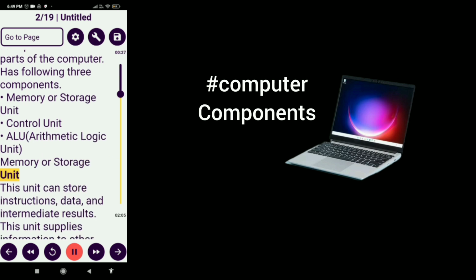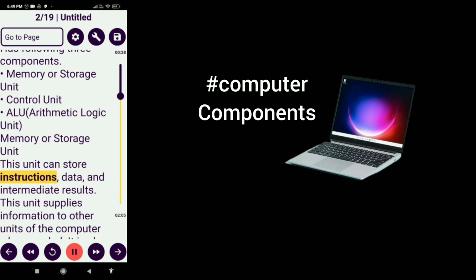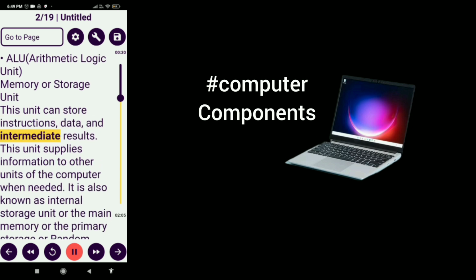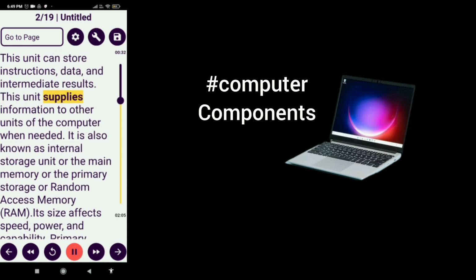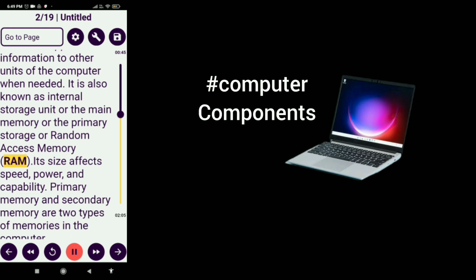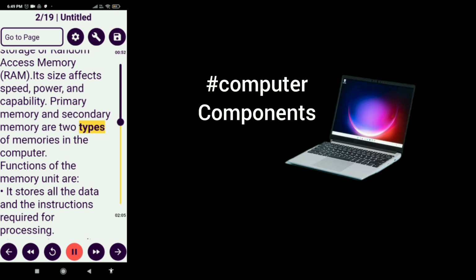Memory or storage unit. This unit can store instructions, data, and intermediate results. This unit supplies information to other units of the computer when needed. It is also known as internal storage unit or the main memory or the primary storage or random access memory, RAM. Its size affects speed, power, and capability. Primary memory and secondary memory are 2 types of memories in the computer.